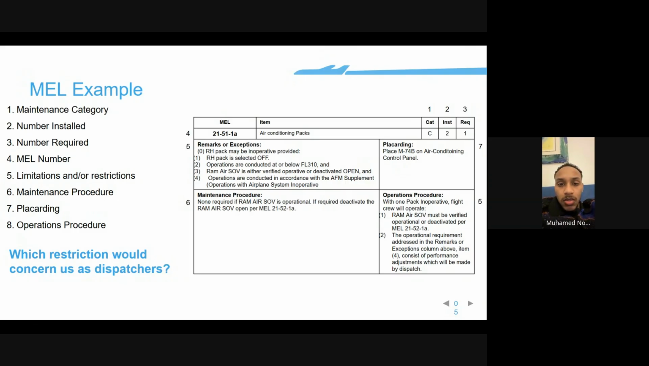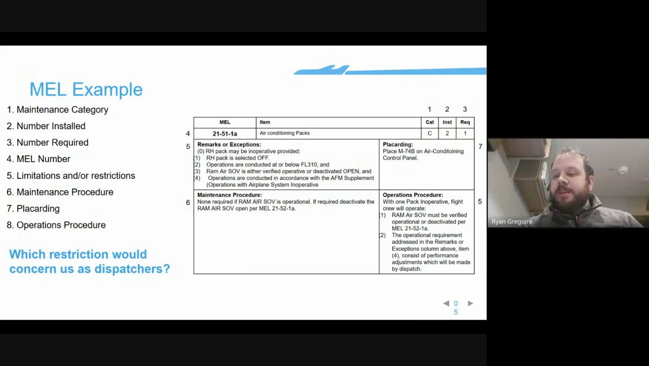All right, sweet. So we look at block C. That is the maintenance category. We don't really need to know about that. That's going to be for the maintenance controllers because that will determine how fast they have to fix this. That's not going to really apply to us as dispatchers.